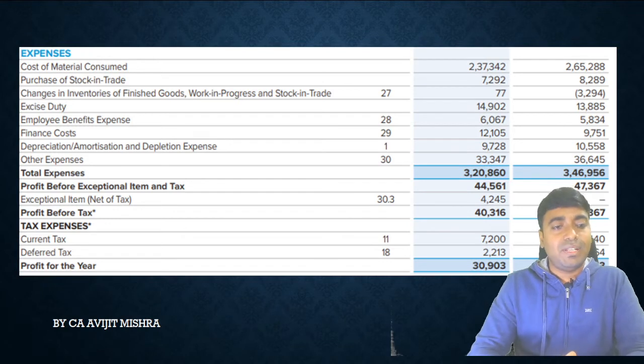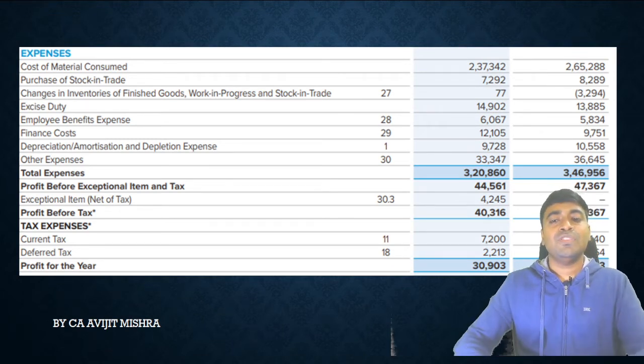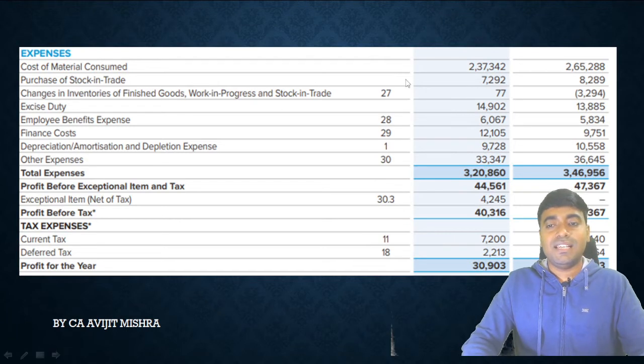So what is the meaning of depreciation and amortization? Basically, Reliance has a huge factory, or you can say a huge manufacturing setup in Jamnagar, Gujarat. As this is a fixed asset, every year some depreciation has to happen. The same depreciation amount hits the profit and loss.